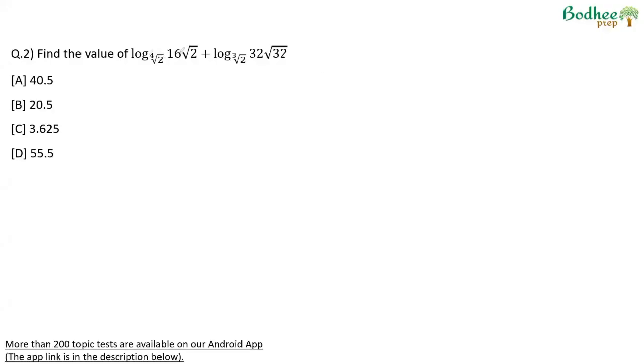Find the value of log of 16 root 2 to the base of 4th root of 2 plus log of 32 root 32 to the base cube root of 2. So just let us reduce it to powers of 2 first. Log of 16 root 2 will be 2 raised to power 4 into 2 raised to power 1 by 2 to the base 2 raised to power 1 by 4 plus log of 32 root 32, which is 2 raised to power 5 into 2 raised to power 5 by 2, since 32 is 2 raised to power 5 and then root is 1 by 2, to the base 2 raised to power 1 by 3.